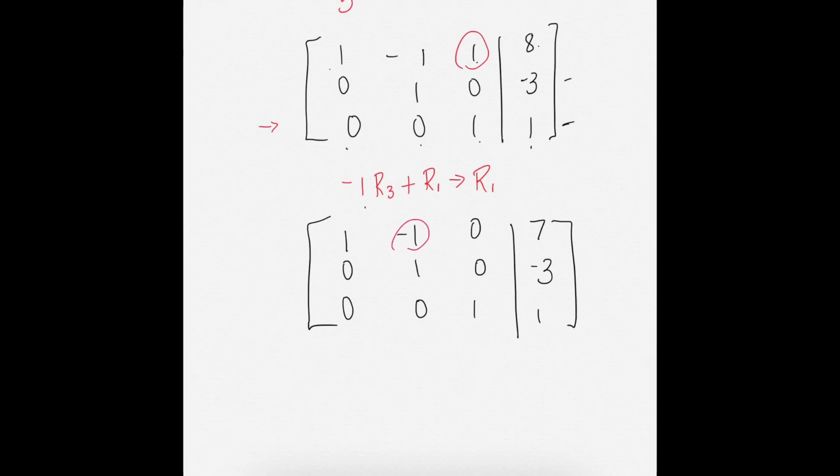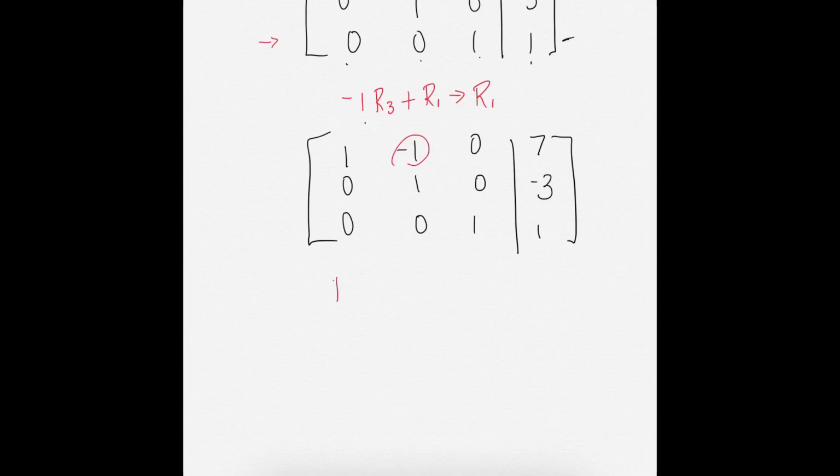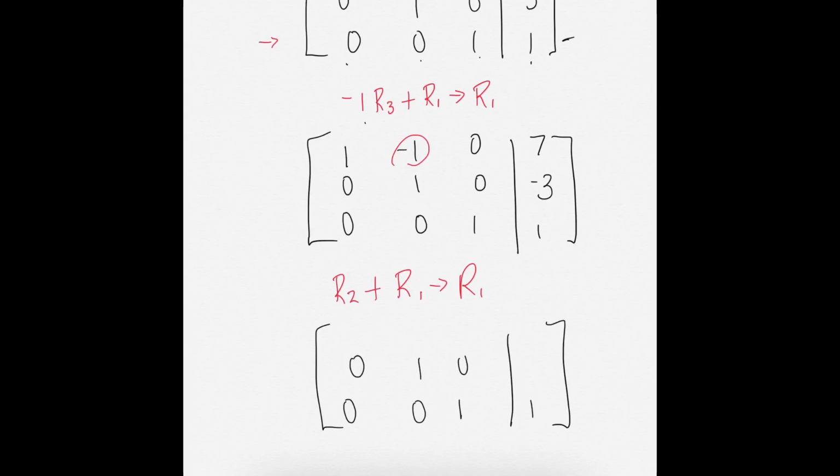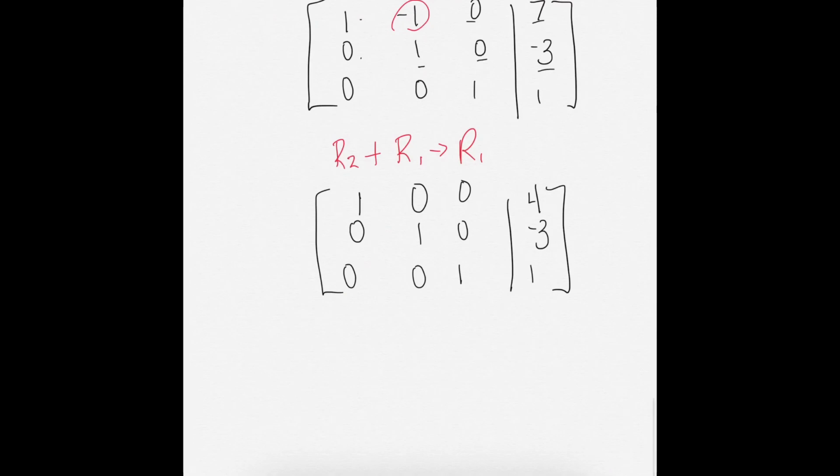All right, we're almost there. The last thing I need to do is to get rid of this one here. So to get rid of it, I'm going to use row 2, add it to row 1, and replace my row 1. All right, rewrite row 3, rewrite row 2. Now rewriting row 1. So 0 plus 1 makes 1. 1 plus negative 1 makes 0. 0 and 0 make 0. Negative 3 and 7 make 4.